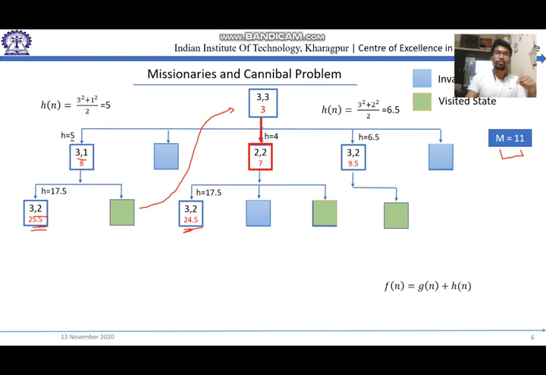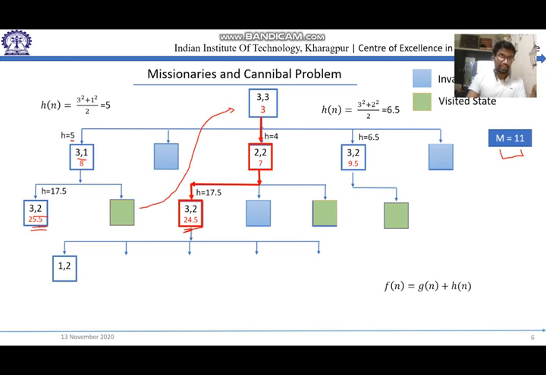So it will follow from the initial state of 3 3 to 2 2, and then follow this particular path and reach this particular state, which is 3 2. Now here we have defined M equal to 11, which means we haven't visited more than 11 nodes till now. As per this SMA star algorithm, it will eliminate nodes after reaching 11 nodes.